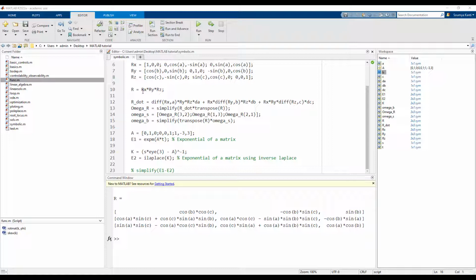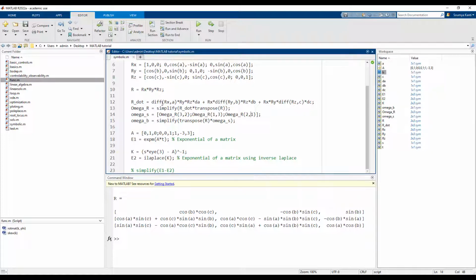So r is like rx times ry times rz. So if I do r dot, so the first term will be d of rx divided by dA times dA by dt times rx times ry. Second term will be like rx times d of ry divided by dB times dB by dt times rz, and so on. So that is explicitly what I have done here.